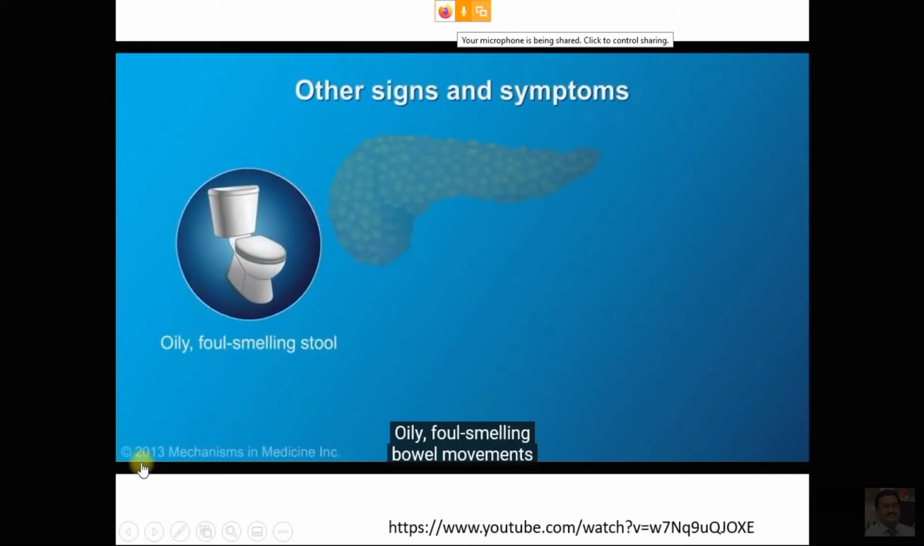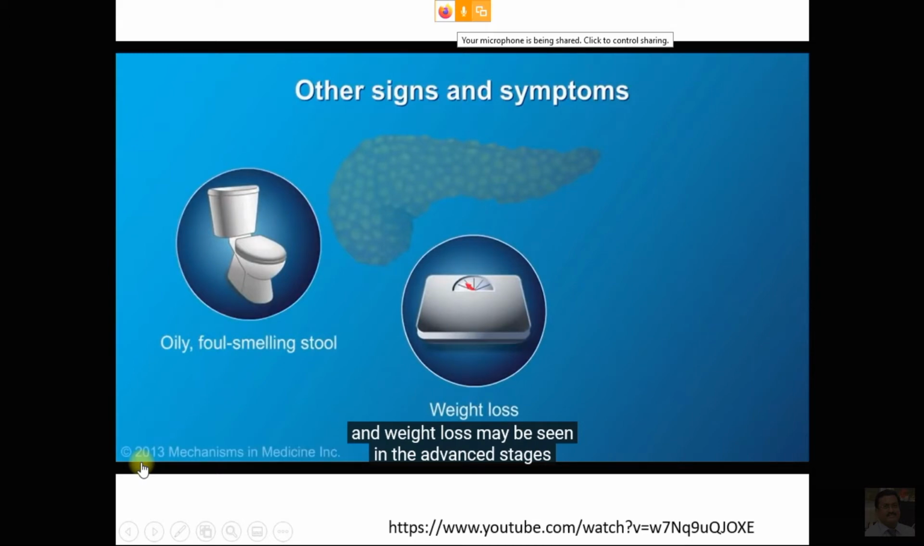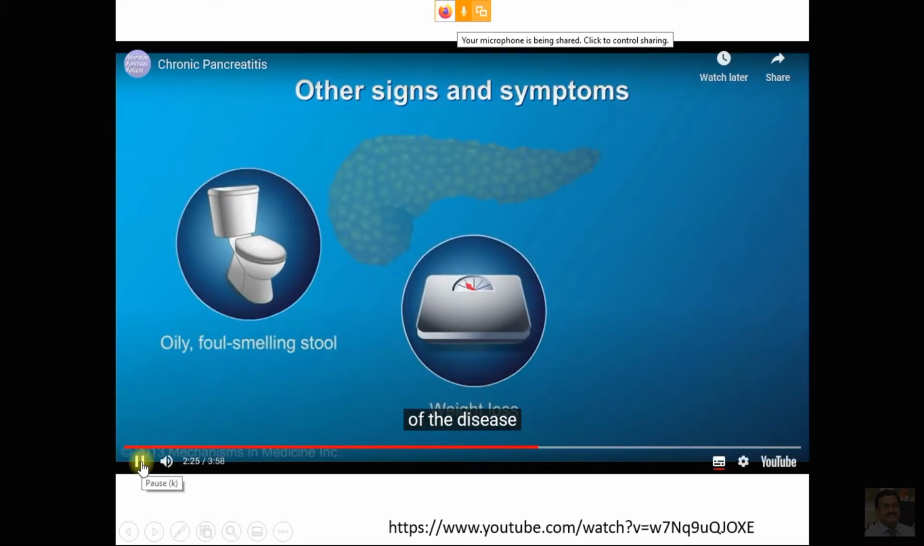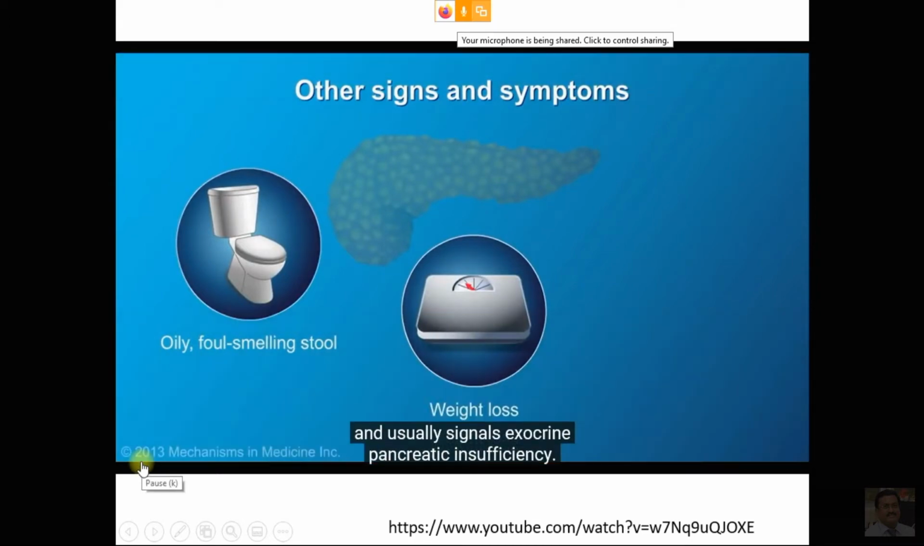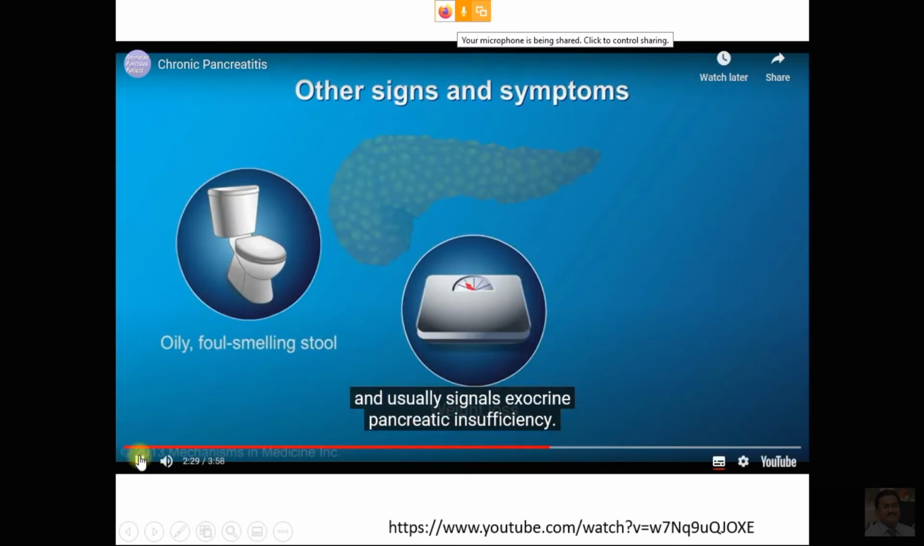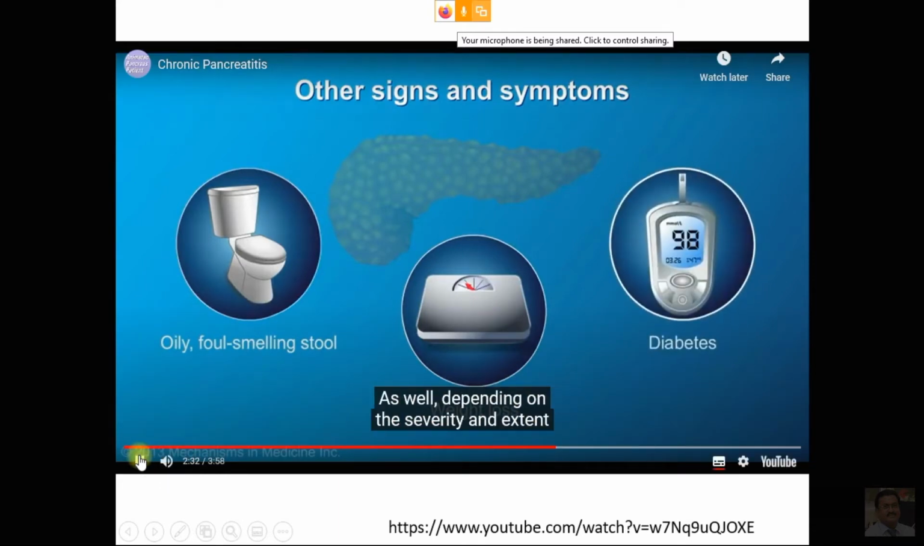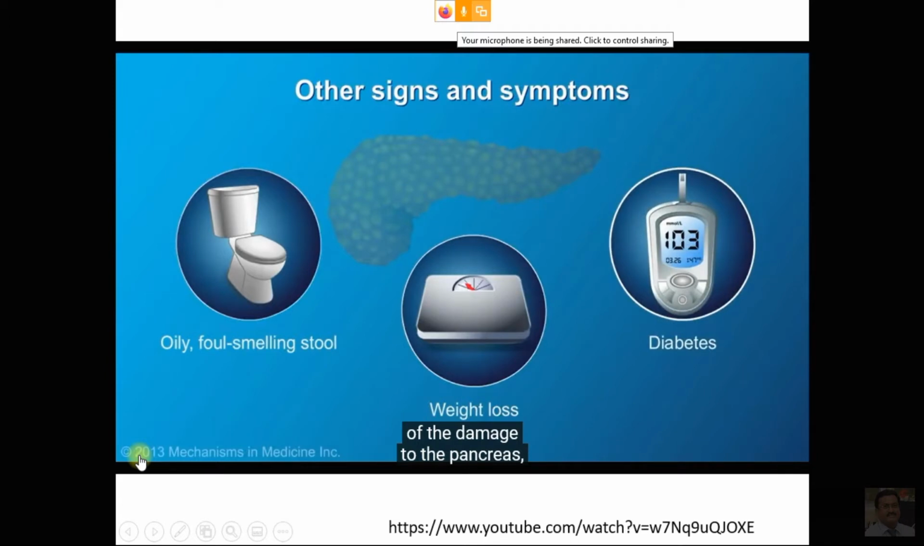Oily, foul-smelling bowel movements and weight loss may be seen in the advanced stages of the disease, and usually signal exocrine pancreatic insufficiency. As well, depending on the severity and extent of the damage to the pancreas, some people develop diabetes.